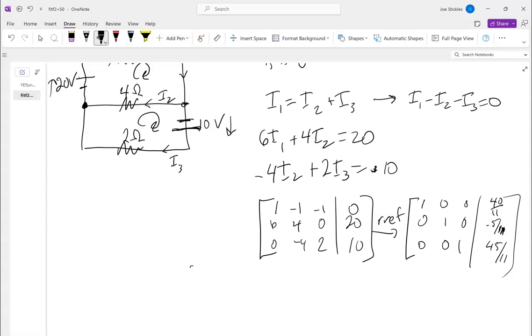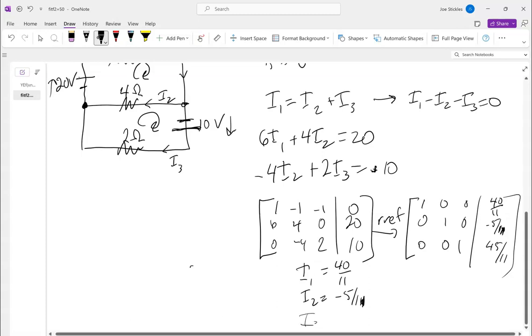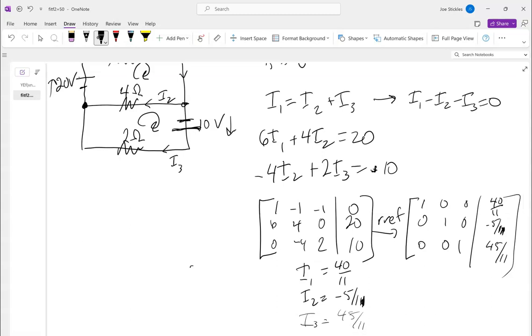So this is telling us that our I1 is equal to 40 over 11. The I2 is actually -5 over 11. And the I3 is 45 over 11. What does a negative mean in terms of the current here?